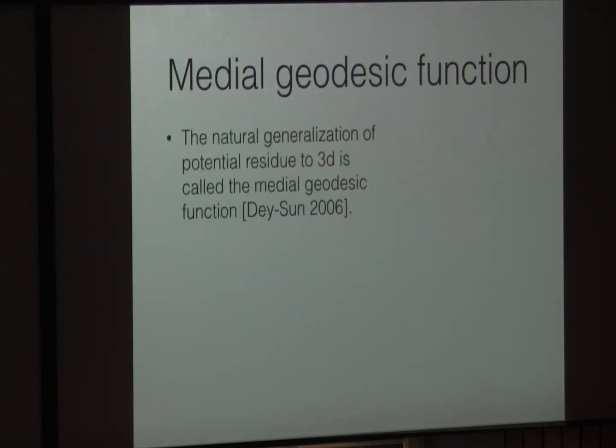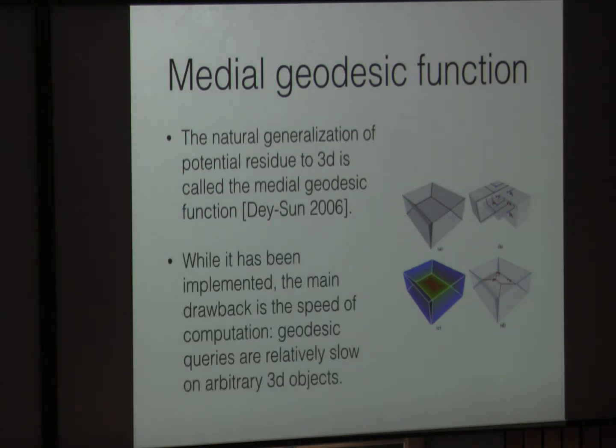The natural generalization, like I said, is this medial geodesic. In 3D, here's what it starts to look like. This is from the Dey paper, not my picture. So the closest points there are shown in blue, and then you're tracing geodesics on the surface. And this is all implemented and quite nice.